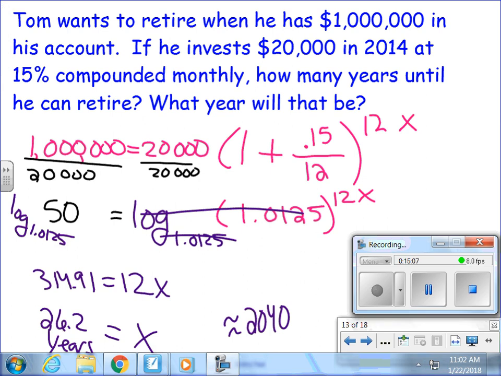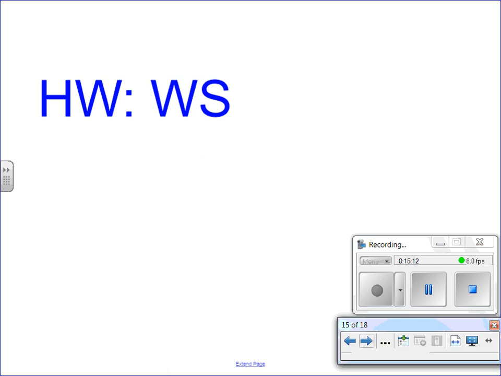Your homework tonight is the back side of last night's worksheet. Okay, so it's just the back part. Hopefully you have it. If you lost it, let me know.